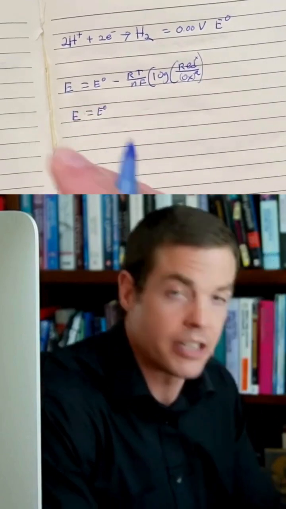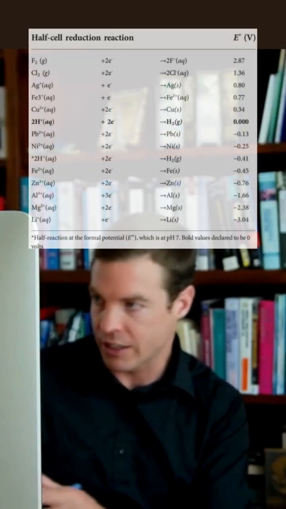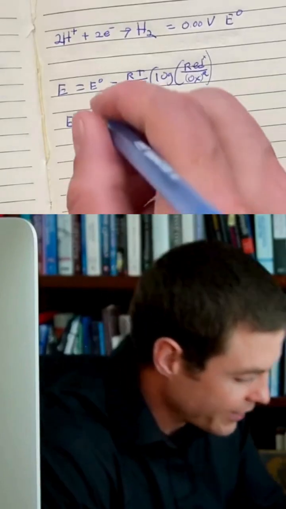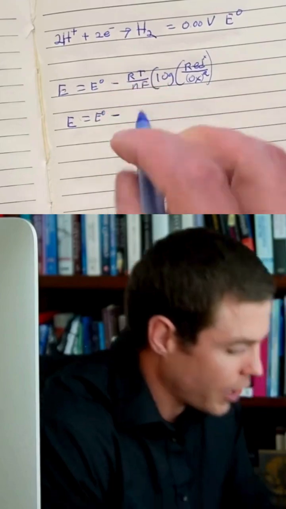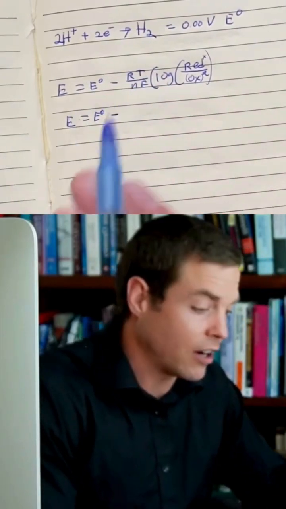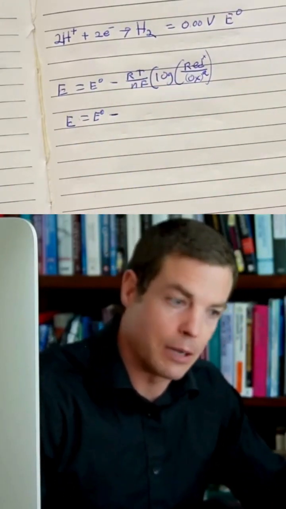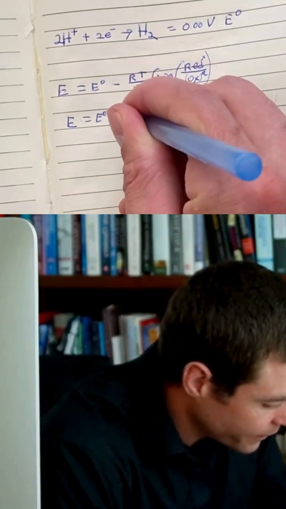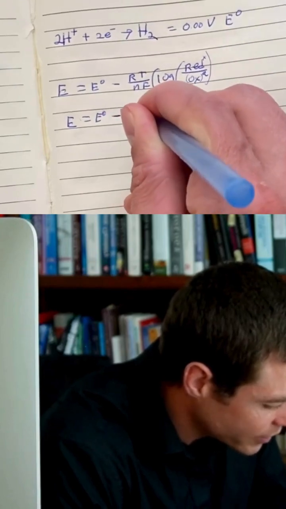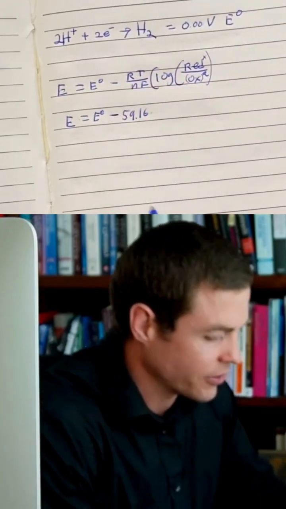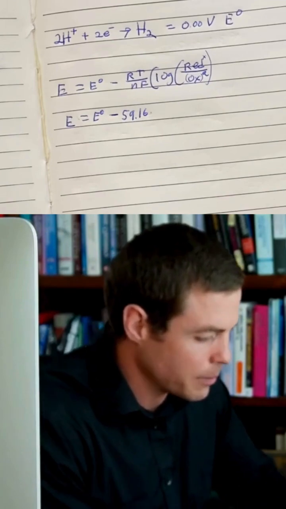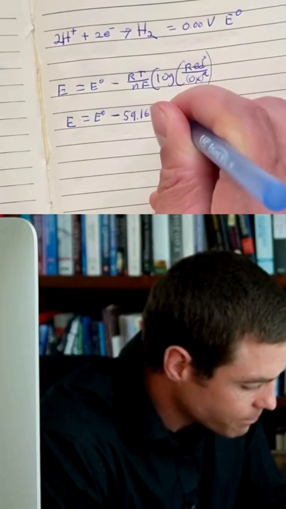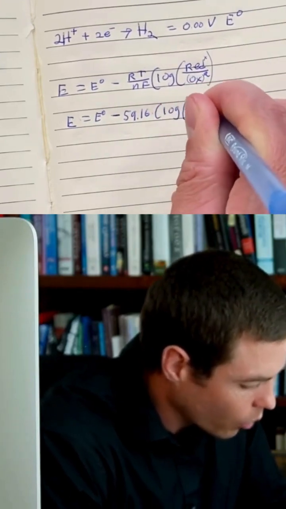We'll have to look that up in the table. The E naught you just look up in the table, just like the one we just showed. Those are all standard reduction potentials. And then we'll go and do minus, and again, we can multiply and divide all these together: our gas constant times the temperature. If we do all of that, we will get 59.16, and this can be in millivolts. We just have to keep that in mind, millivolts. And then we'll times that by the log of our reduced species.